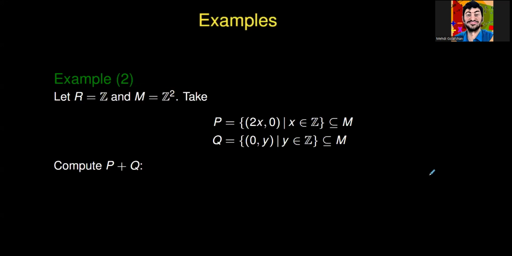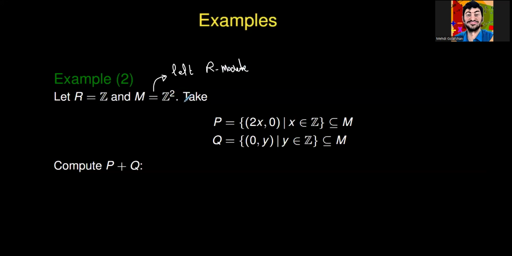So let's take again our ring is the integer numbers, and let's take a module, it would be a lattice. So M is a left R-module, or a left Z-module. Okay, and this is clear.